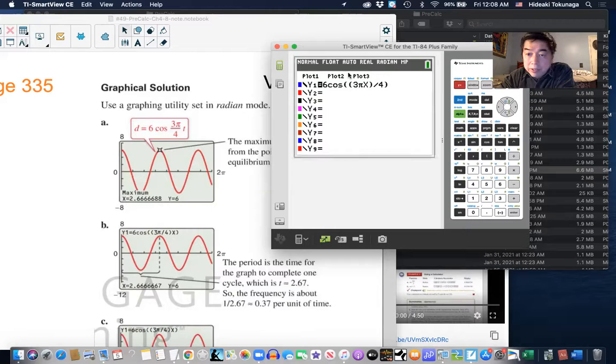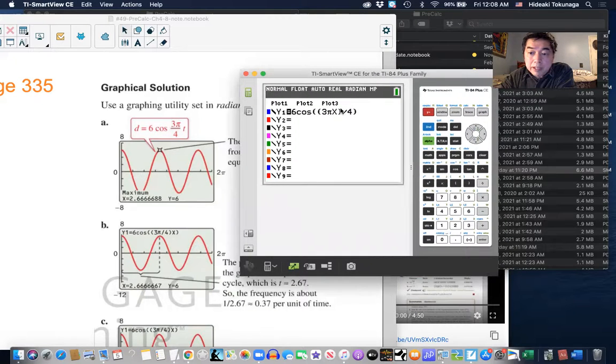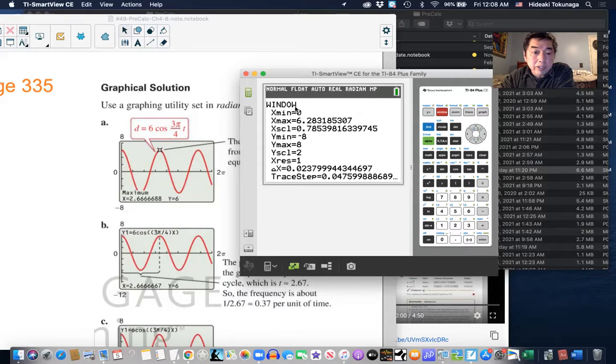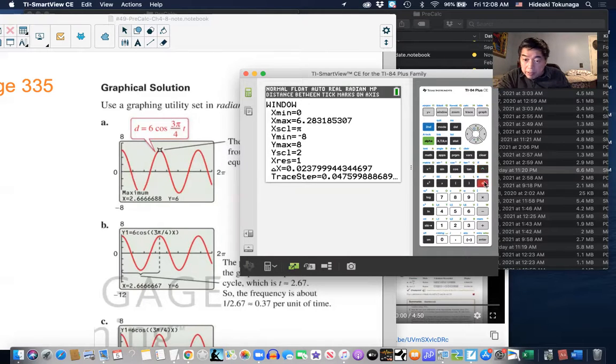Now, run through. After you input this data, go to Window, make sure 0 is the x minimum, and 2 pi is x max, so you write them here. Go here, pi here, enter. So they come up as decimals. X scale is 1, I think, pi over 4, right? So if it's showing 3 pi over 4, just plug in pi over 4 here. So pi divided by 4, and they come up as decimals.